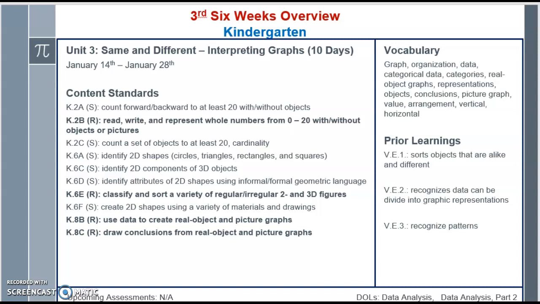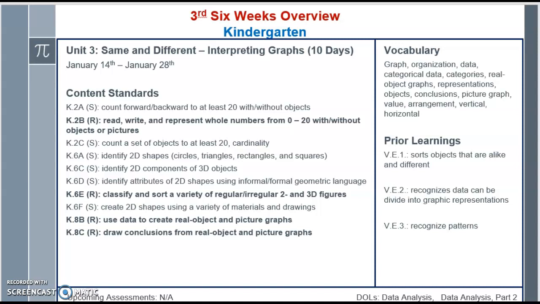And then again, identifying 2D shapes, counting 2D shapes, attributes, sorting them. The two new reporting readiness standards we added to this section are K8b and K8c. Use data to create those real object and picture graphs, and then draw conclusions from those graphs. Now I've kept shapes here because we can sort and create graphs based on shapes. So if we're needing extra time or to bundle up some days to free up for additional instruction intervention, we can put shapes and those attributes with graphs and cut out a couple of days and use those elsewhere.